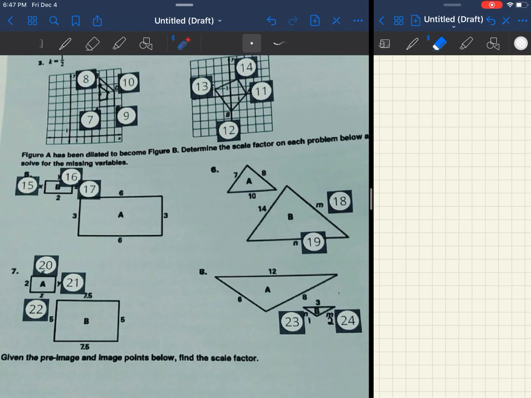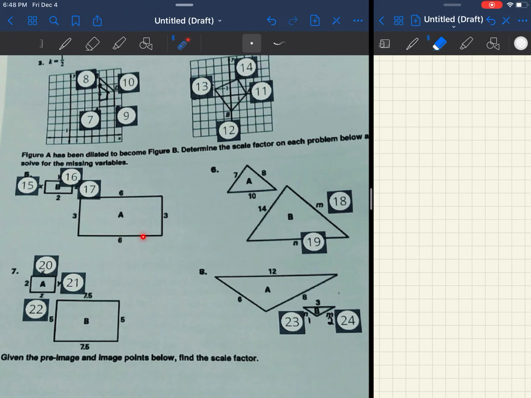If we read the instructions, it says that figure A has been dilated to become figure B. So figure A has become figure B. And we have to determine the scale factor that changes A into B. The scale factor is going to be a number that we multiply by or divide by. So what we do is we focus on corresponding sides.